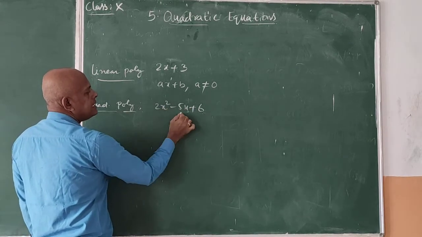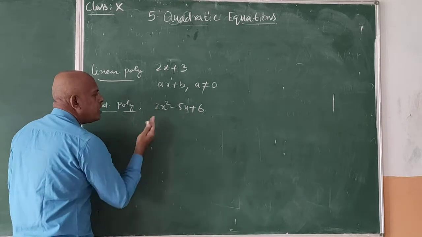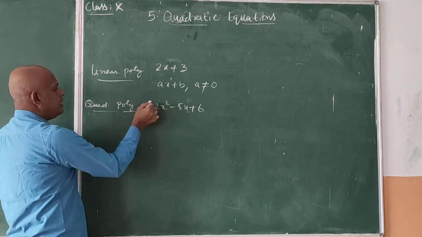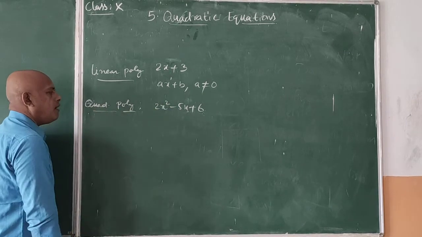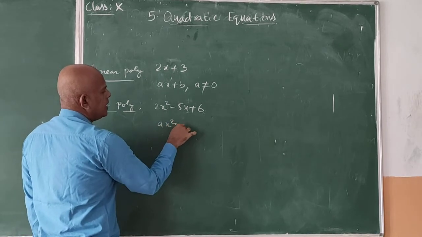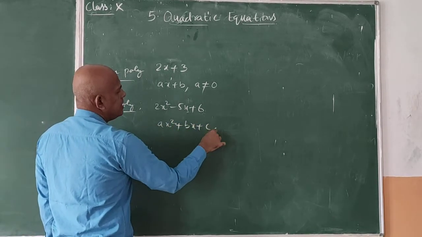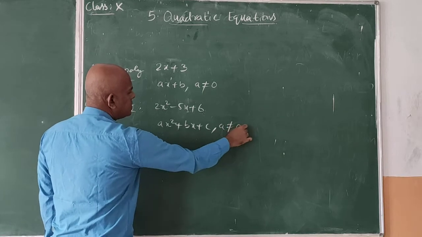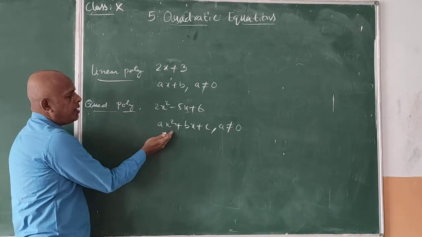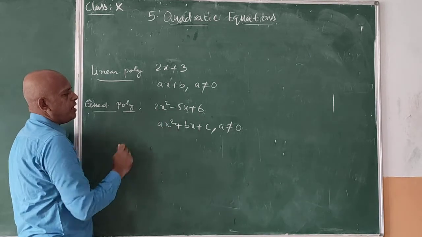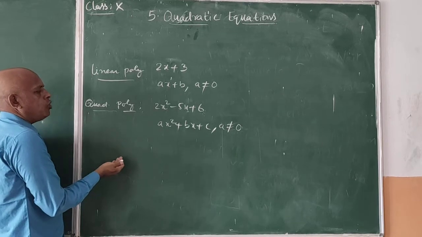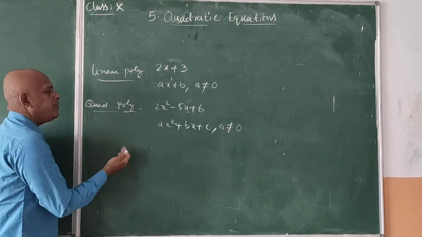Overall, the highest degree in these terms is 2, so the degree of the polynomial becomes 2. When the degree of the polynomial is 2, that polynomial is called a quadratic polynomial, and its general form is ax square plus bx plus c, where a is not equal to 0. This is the general form and this is an example of a quadratic polynomial. If we continue, we will get cubic polynomials.